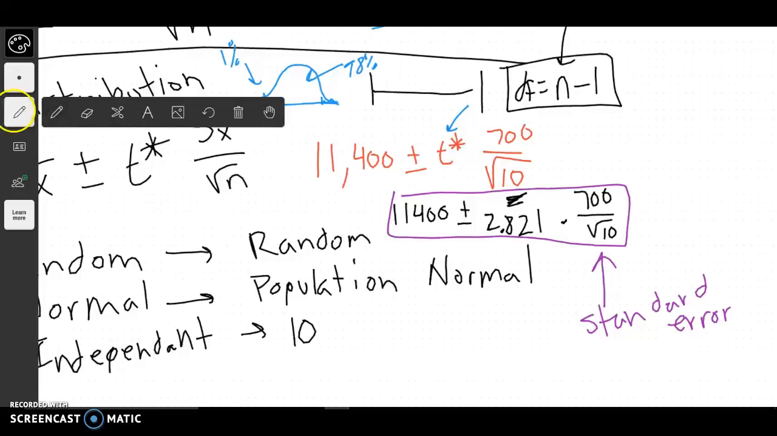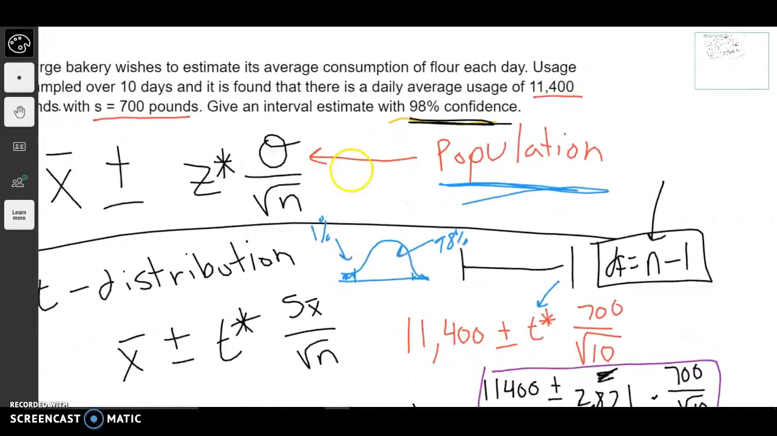We'll use this every single time that we don't know sigma. So every single time we don't know sigma, or we don't know the population's standard deviation, and we're using some kind of S of X like we are here, we're going to use a T distribution.